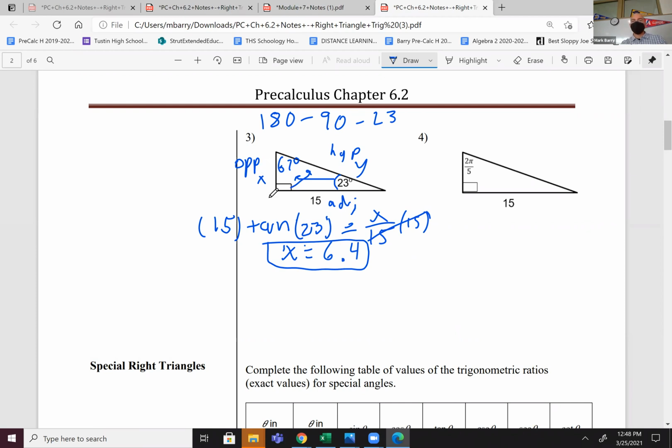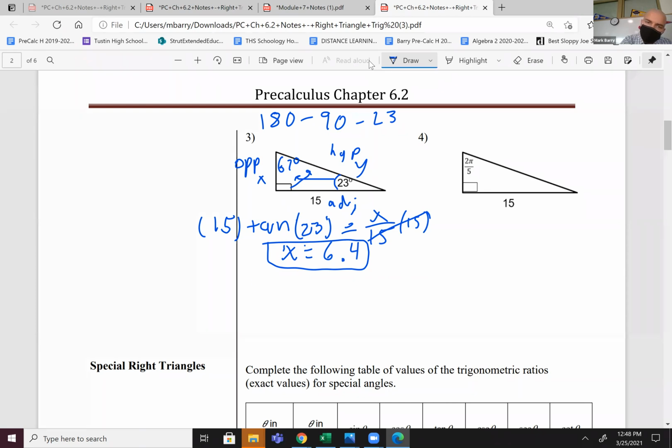Okay, so now that we know that this side is 6.4, there's actually several ways we could find the hypotenuse now. Since we know two sides on a right triangle, we could use the Pythagorean theorem to find the third side, a squared plus b squared equals c squared, if you like it. I'm more of a SOHCAHTOA guy, so I'm going to use a trig function here. I could use sine, because I know the opposite side and I want to know the adjacent, or I could use cosine since I know the adjacent and I want to know the hypotenuse. So I'm going to use cosine.